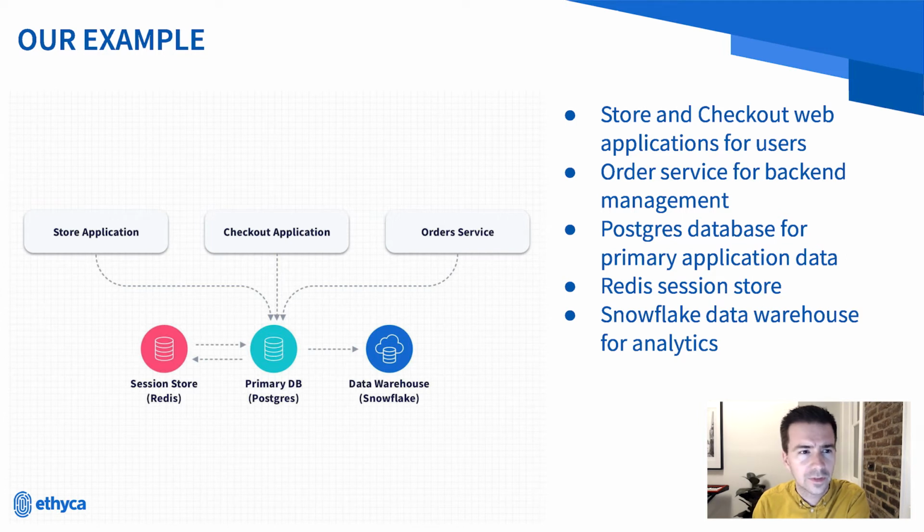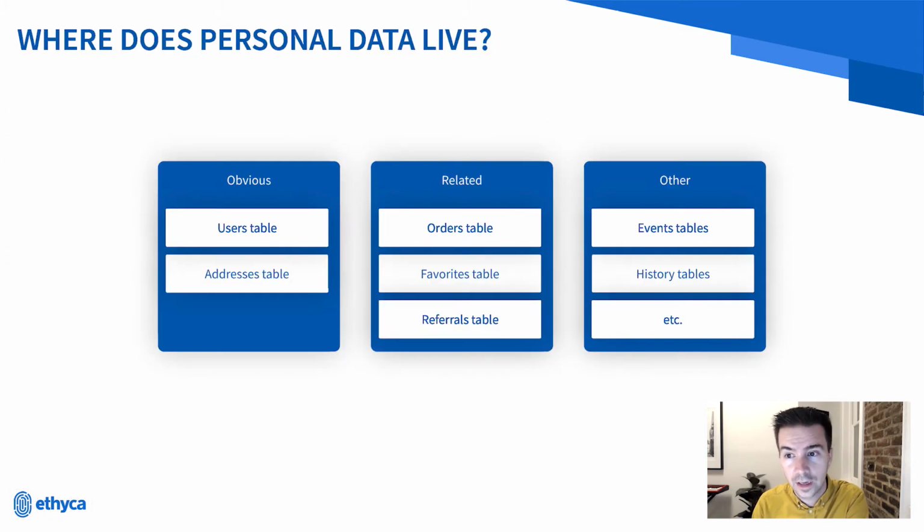Let's assume we have a couple of front ends that collect data through a store and a checkout app, probably some kind of order service for inventory management. These all connect to a shared Postgres database that acts as our primary data store, as well as a Redis session store and a Snowflake data warehouse for analytics.